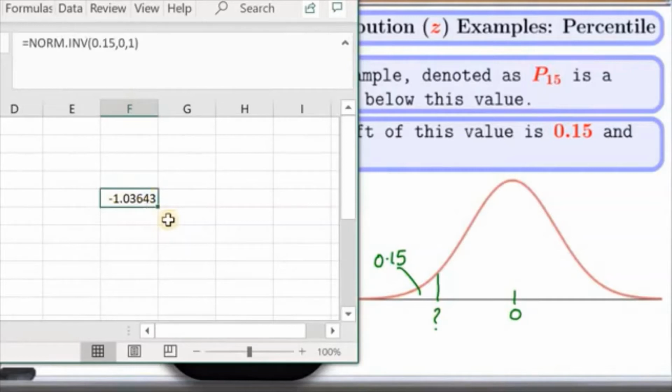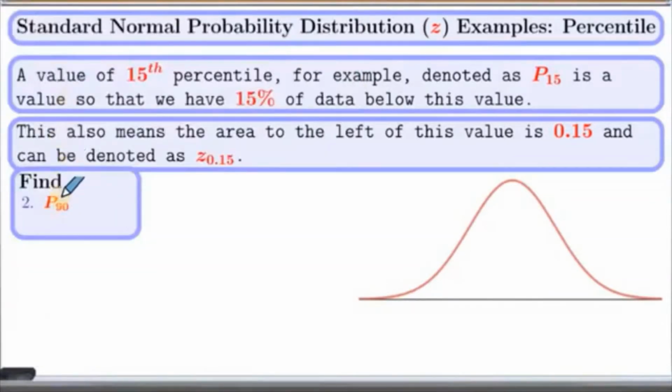Now let's look at the second problem. Here we are supposed to find P90. First, let's draw a graph for the given situation. So the bell curve is given, and we know 0 is right here in the middle. For P90, we are looking at the value so that the area to the left is 90% or 0.90. That means the whole area, this is 0.90, and we are supposed to find this value here.